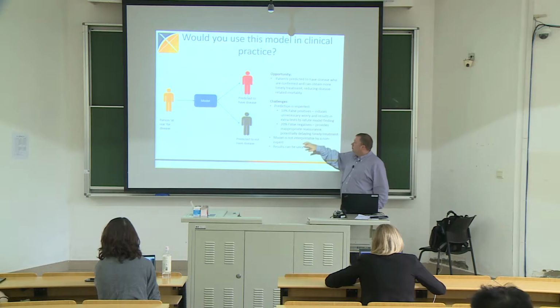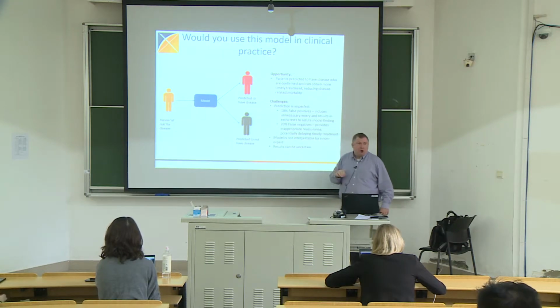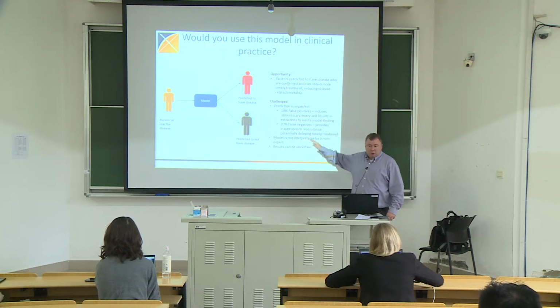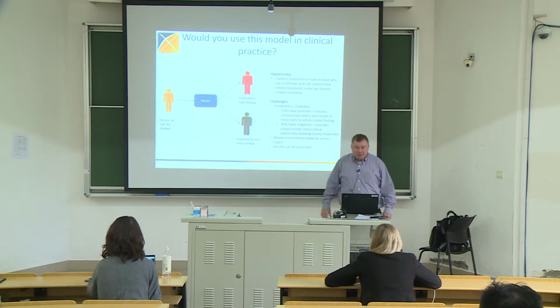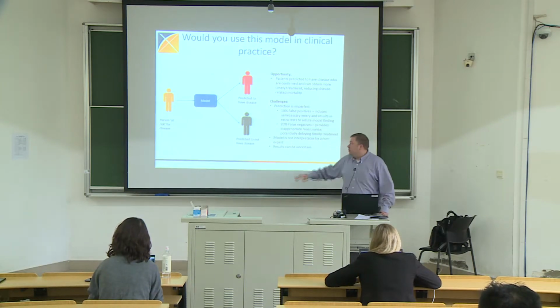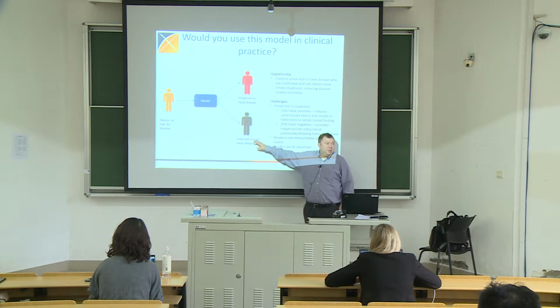This model might also have false negatives. And here we're saying a 20% false negative rate, meaning that some of the people will be told that they are not going to develop the disease, but that's wrong. They will develop the disease.